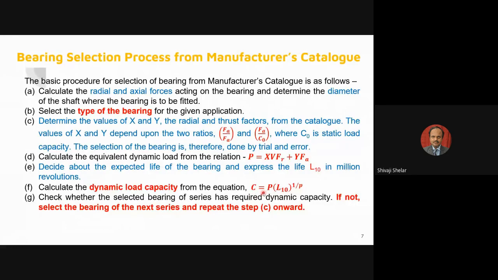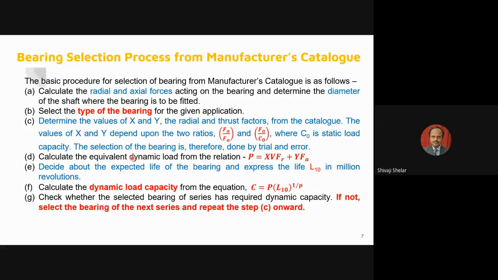If the calculated value is not lesser, and is greater than the table value, then you have to select the bearing of the next series. Suppose you had taken the 62 series, a deep groove ball bearing of medium capacity, say light capacity or heavy capacity. Then instead of 62, you can go for the 63 series. If 63 is selected and not possible, then you can go for the 64 series. If this condition is not satisfied, you select the bearing of the next series and repeat from step C onwards.